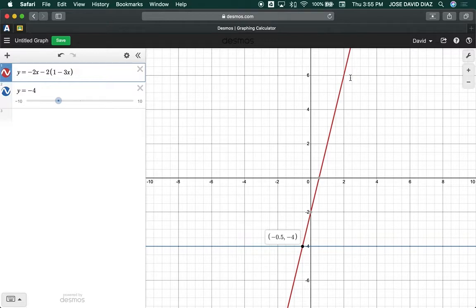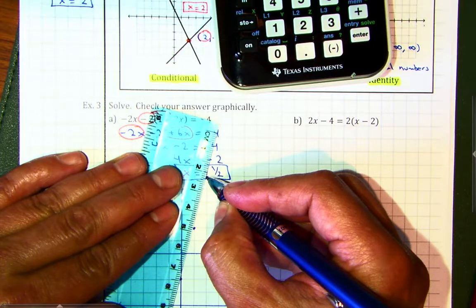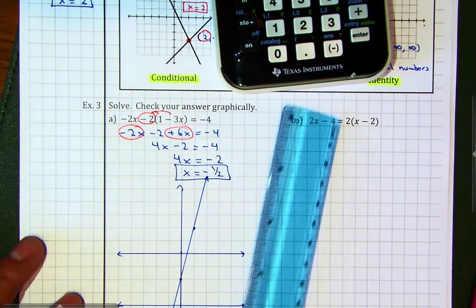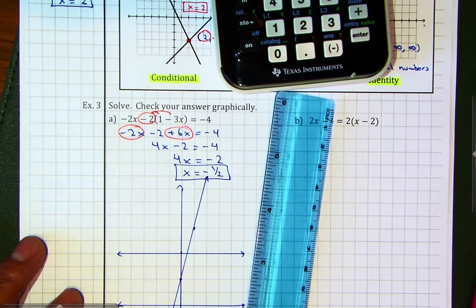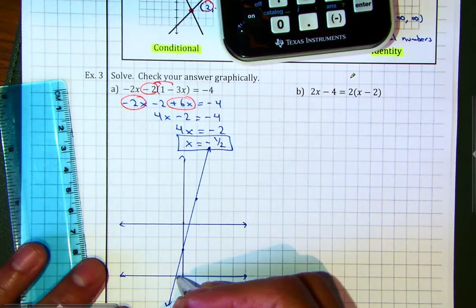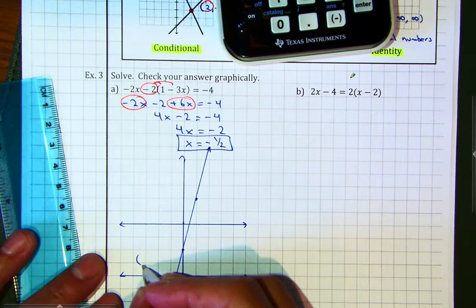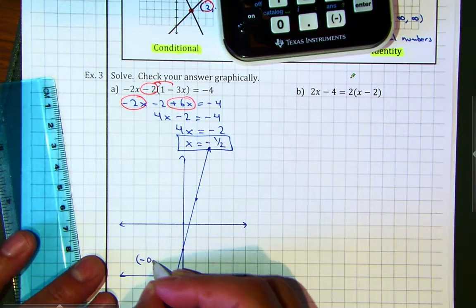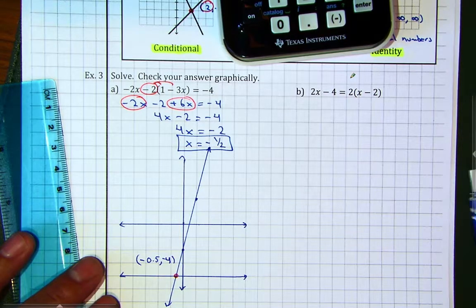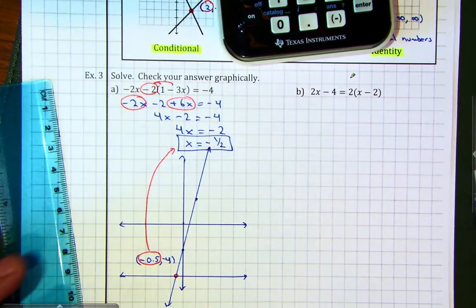So therefore, I can just go back and just create a quick graph. It doesn't have to be perfect. You do want to make sure that you use a ruler when you are graphing for my class and for your homework. And now according to this, your intersection is here. The point of intersection is negative 0.5 comma negative 4. And your x value corresponds to your solution, the x value of the intersection.